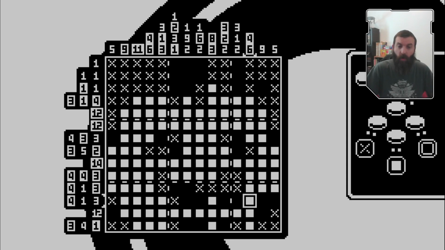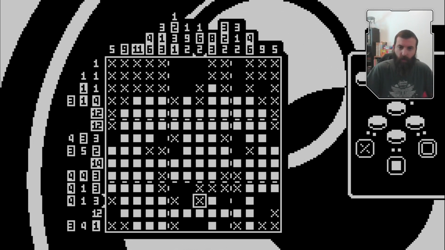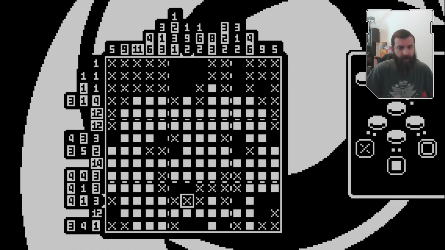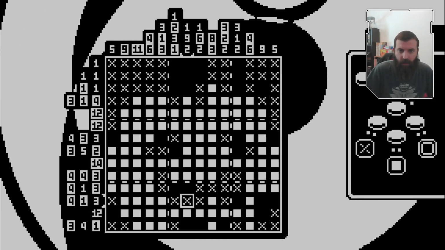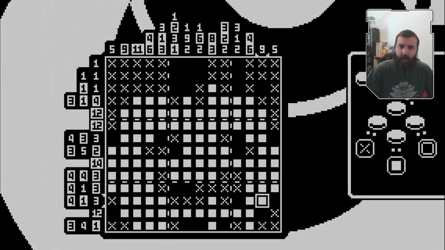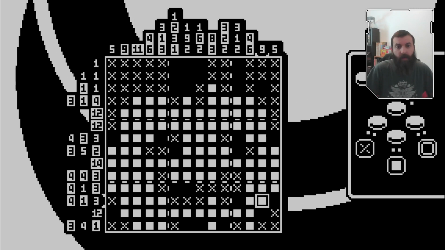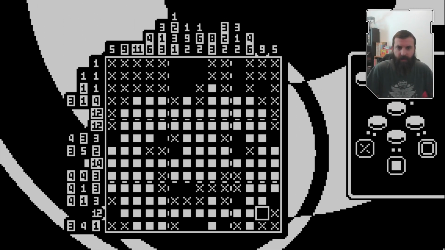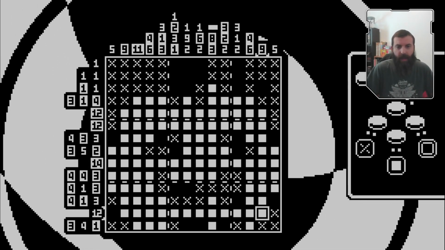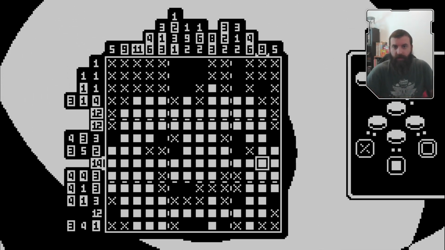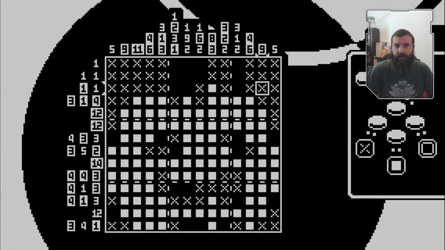It wouldn't work. That means this has to be the 1 here. Means there can't be anything there. This has to be part of the 3. Oh, and we can cross-ref, actually, looking at that. That's our 9 right there, vertically. So, X this out.